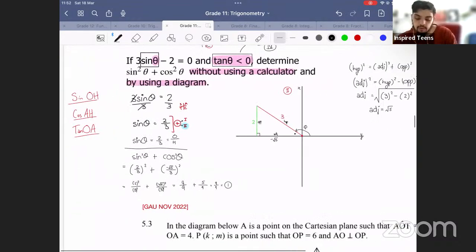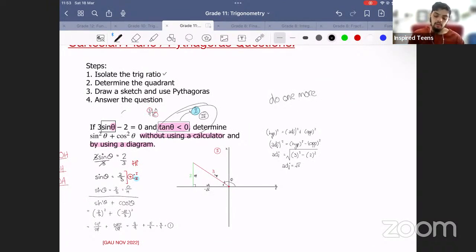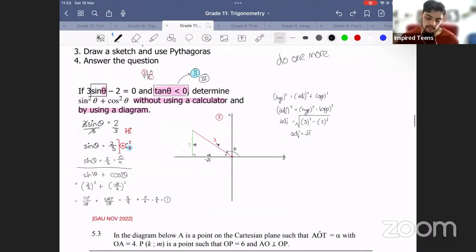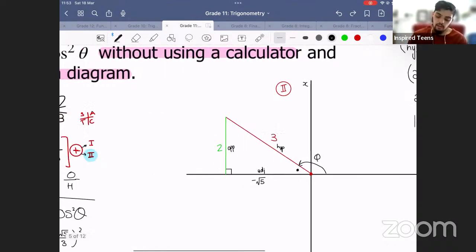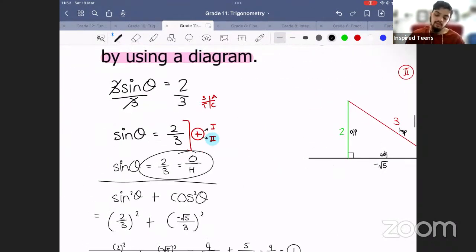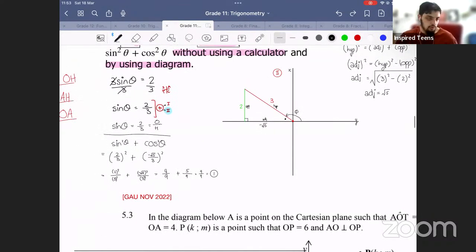So yes, this is how we do a Pythagoras question. We'll do one more next week, just because I want to clarify how to determine the quadrants one more time. But essentially, that is how we draw our Cartesian plane. It's quite simple, right? And then your trig ratio you get from that, whatever value you have there, input it into the triangle, always get the third side, and then solve the question I want you to solve. You're getting all your values from the diagram.